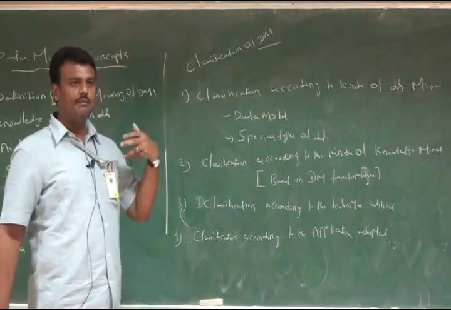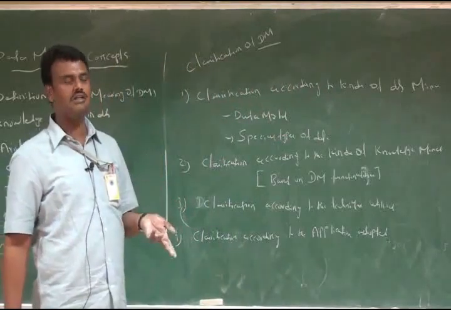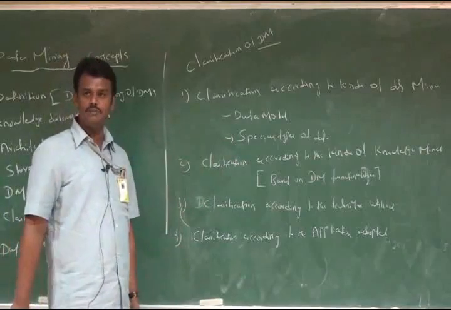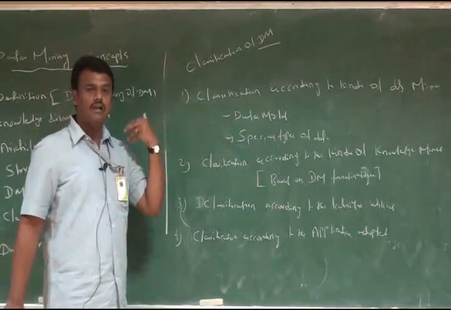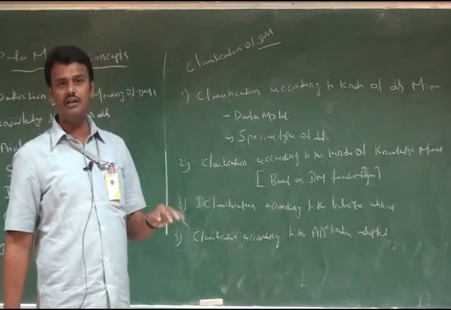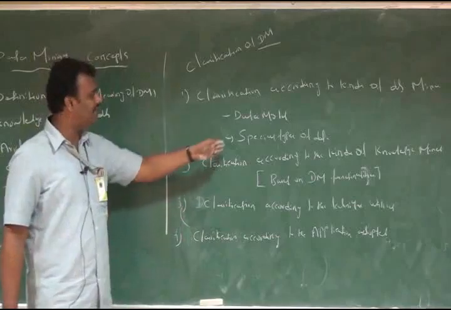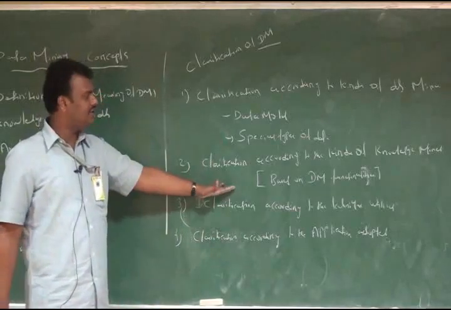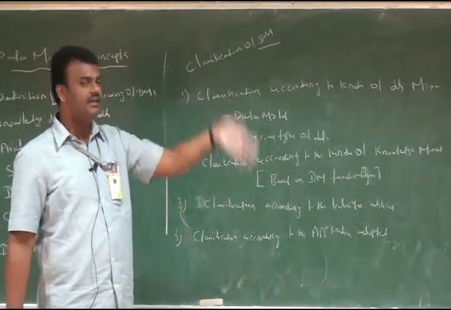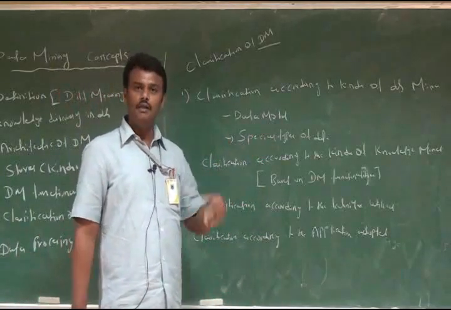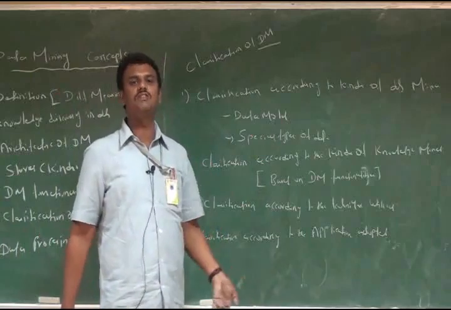Data model means it can be the transactional databases, the relational databases, or the data warehouses. What do you mean by special type of data? It may be the spatial databases, text databases, or time series databases, which are examples for the special type of data. The next one, the classification according to the kinds of knowledge mined, is purely based on the data mining functionalities.